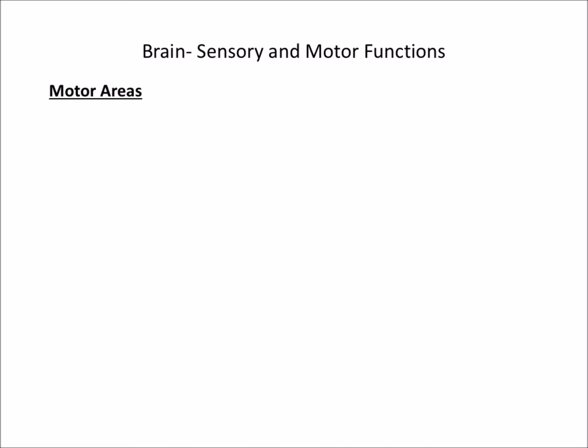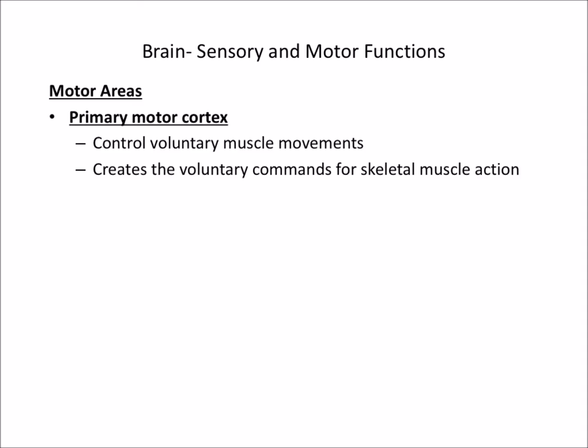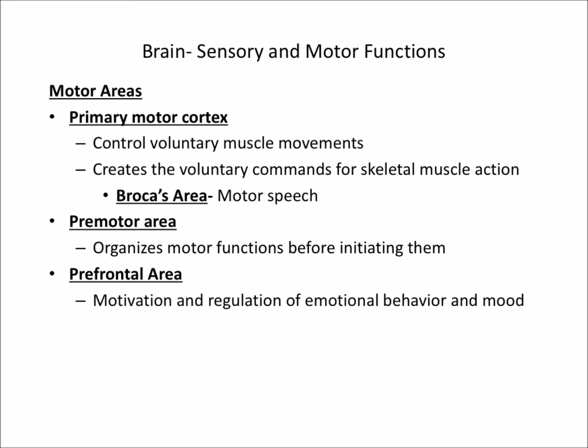The first section is called the primary motor cortex. The primary motor cortex controls voluntary muscle movements and creates the voluntary commands for skeletal muscle action. There's a specific area within the primary motor cortex that is responsible for motor speech called Broca's area. The second section is called the premotor area, and the premotor area organizes motor functions before initiating them. And the last area is the prefrontal area. And the prefrontal area is responsible for motivation and regulation of emotional behavior and mood.